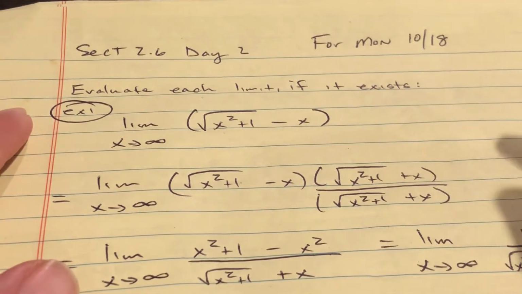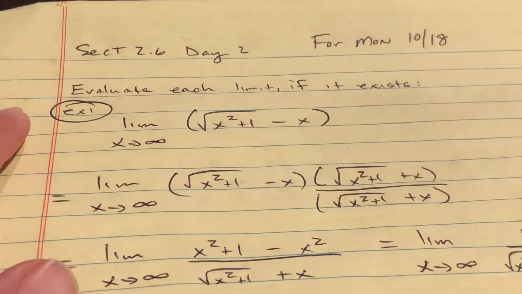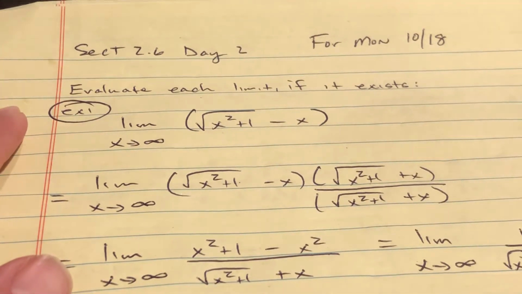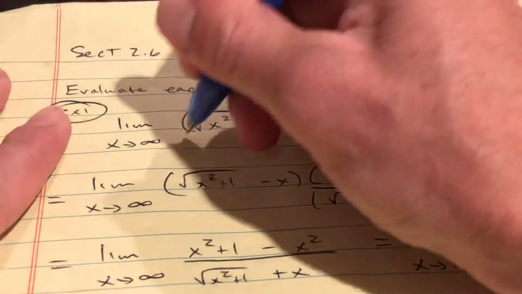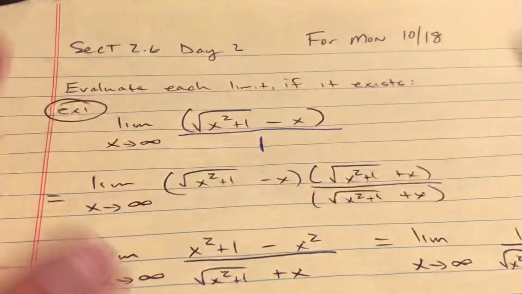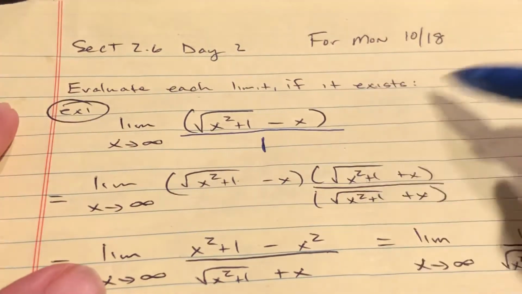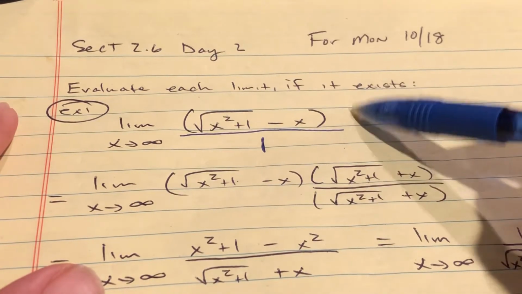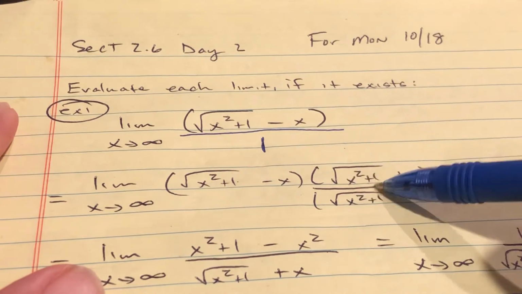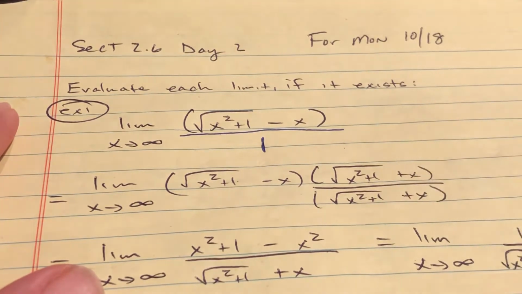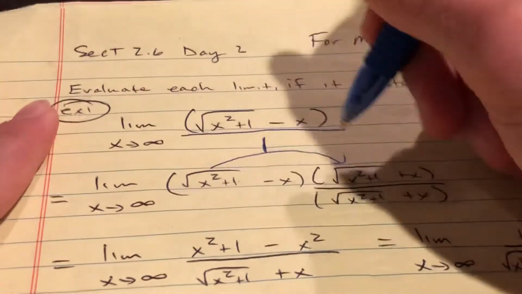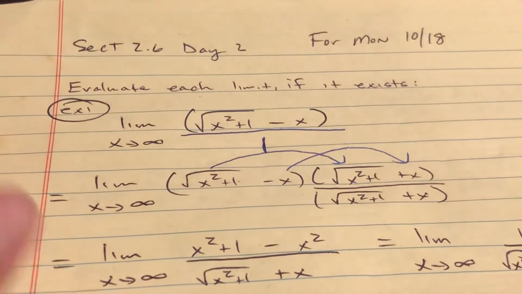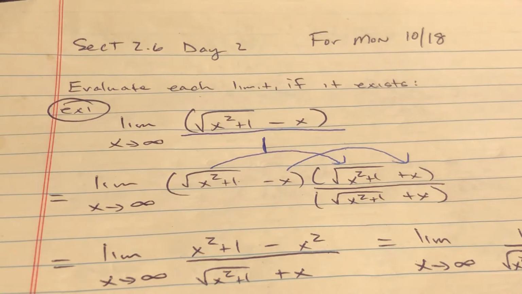Let's see if we can get rid of this root in a meaningful way, and I can multiply the top. You're like, Mr. Jack, there's not a bottom. Well, now there is. Multiply the top and the bottom by the conjugate. So I multiply by the square root of x squared plus 1 plus x. When I do that, the root multiplied by itself goes bye-bye. You're going to have x squared plus 1 minus x squared, and that's the limit as x goes to infinity.